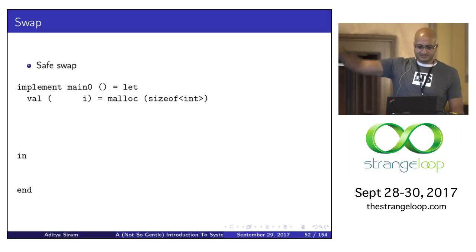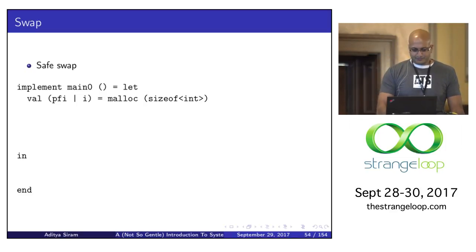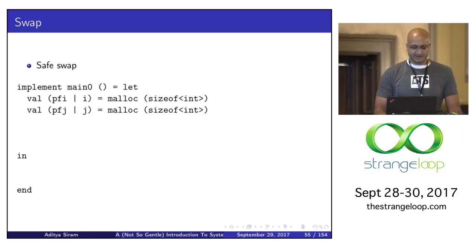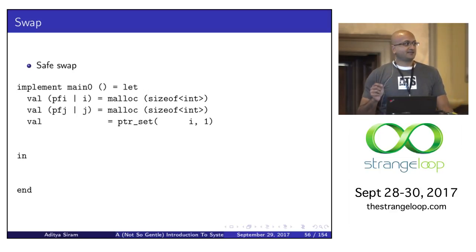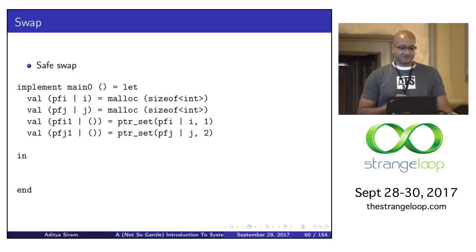So now we have our main function. We're allocating an integer. We're getting back a pointer to that integer i, and a proof that i exists. Allocating an integer, getting a pointer to that, and a proof that that exists, that's j. And now I want to set that pointer to something. I want to set i to 1. So I set i to 1, but I also have to pass in a proof that i exists. It consumes that proof. It's a void function, but it returns a new proof that something else can use. And the same thing with j. Pass in the proof of j to set j equal to 2 and get a new proof p of j1.